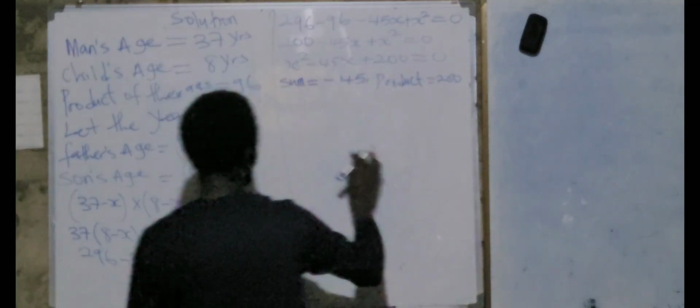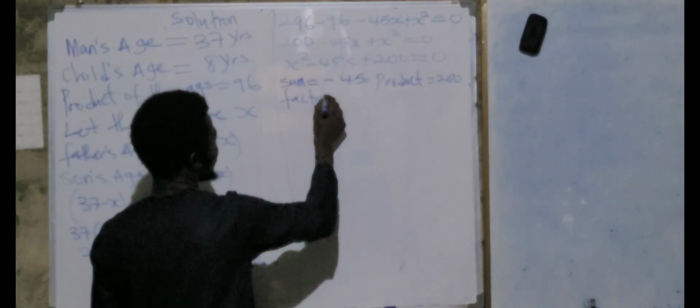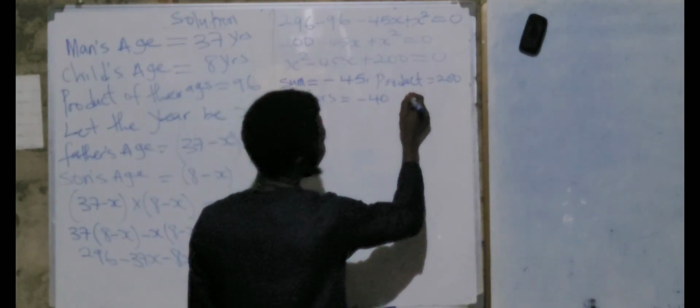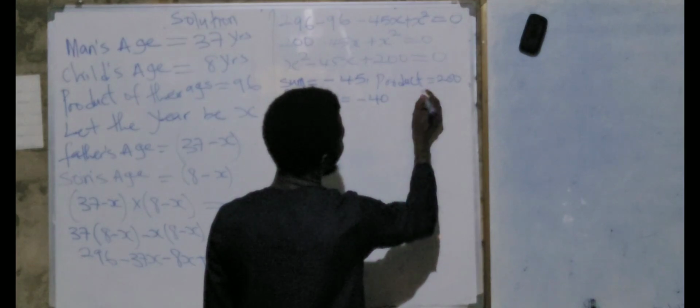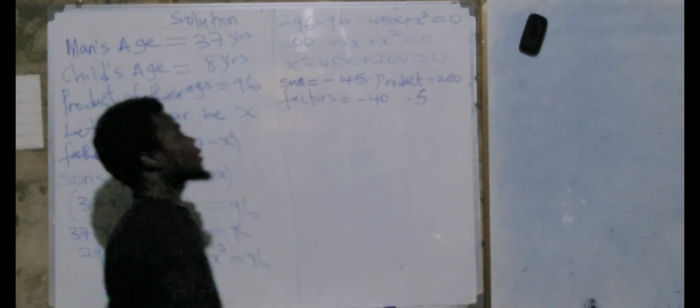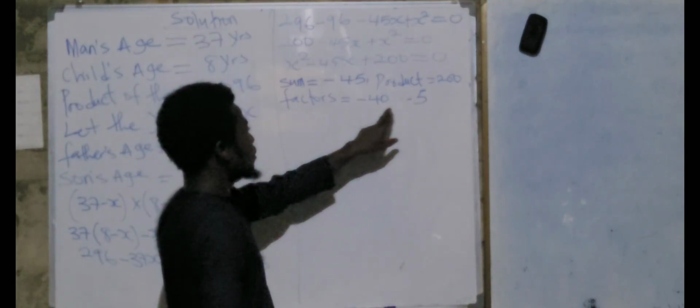What are the numbers here? Minus 40. Factors, eh? Factors here are, what do you have now? Negative 40, right? And then you have negative 5. Okay, negative 5 again. Yeah. Now what do you have now? Now this guy here, what do you have here?